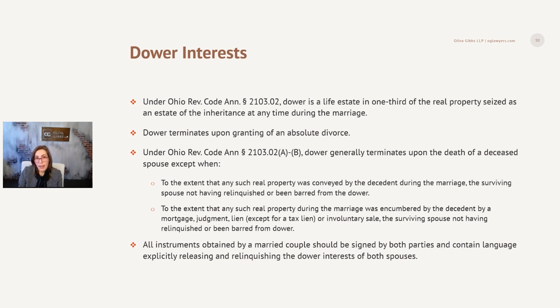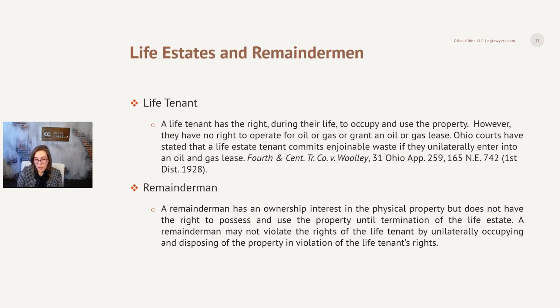Most commonly, you're going to find the dower release towards the end of the instrument, shortly before the signatures. Recently, though, I've been seeing this towards the top of the deeds, where it will say X, a married woman, and Y, her husband, signing to release his dower rights as grantors. That's just putting you on notice, but you'll typically find the dower releases towards the end of the instrument.